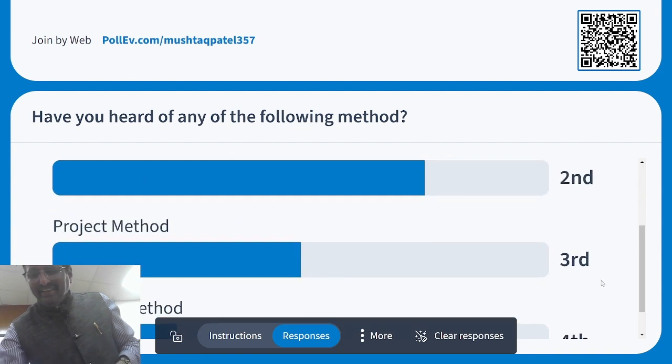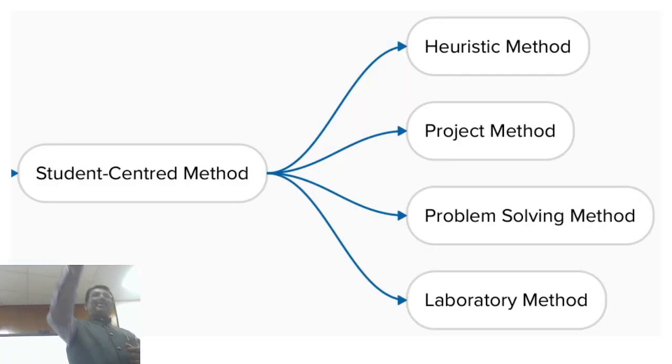Okay. Since you have heard, I'll be dependent on you. Student-centered method, I'm giving a hint: student is the center of attention here. Whether you talk of heuristic method, project method, problem solving method or laboratory method, now you have to tell what heuristic means, when it is utilized, what project means, how it is utilized, what problem solving means, how you are going to use it, and the laboratory method.